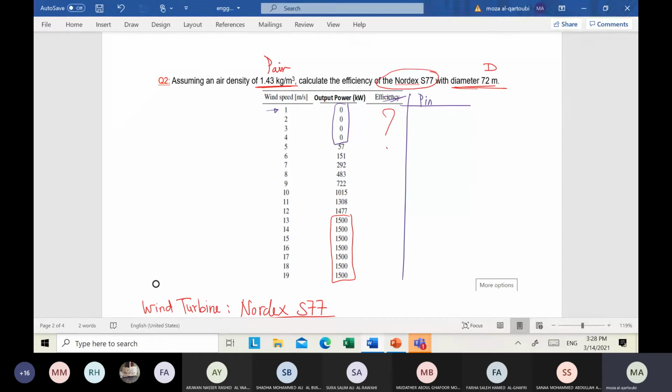Then the efficiency here will be, does anyone know? Efficiency? 0. Directly it will be 0 because P out equals 0. So when we find the value of P in, will it be 0? No, we will find a value for P in. But for efficiency, the first 4 values should be equal to 0. Efficiency here equals 0.